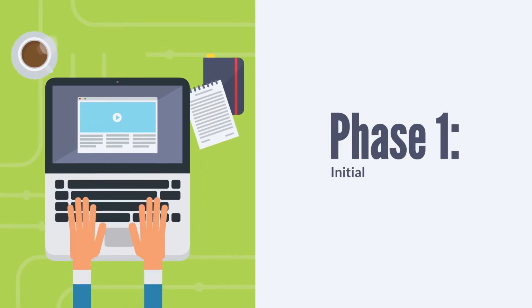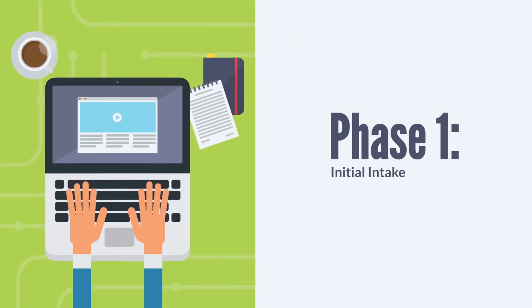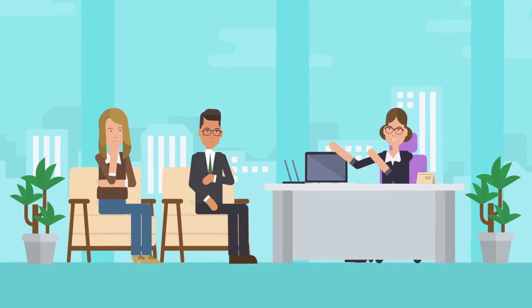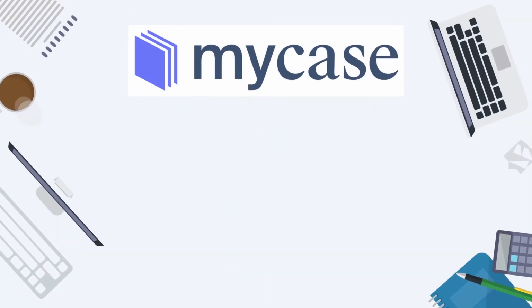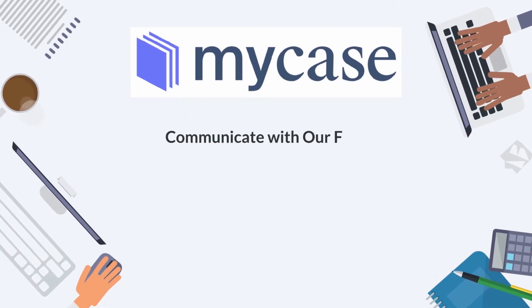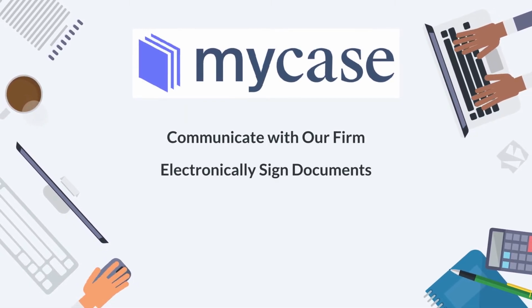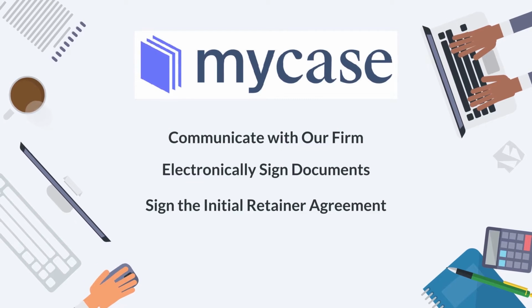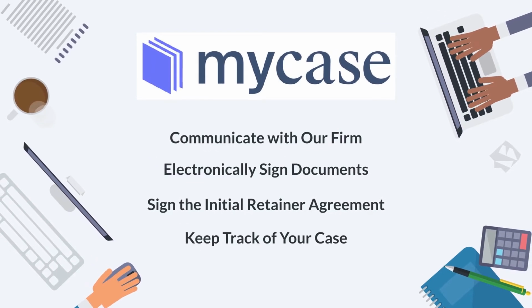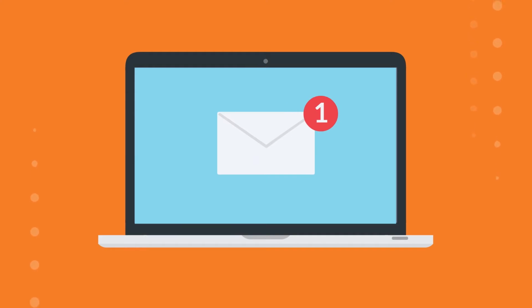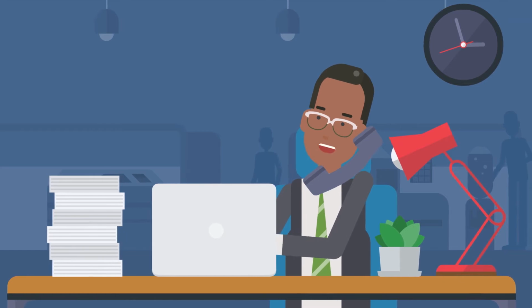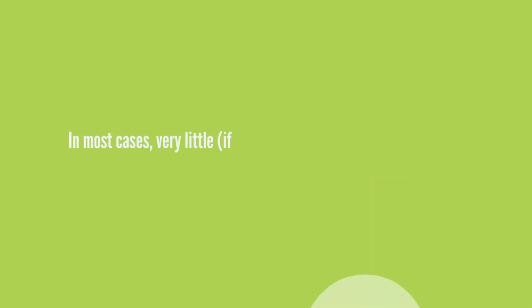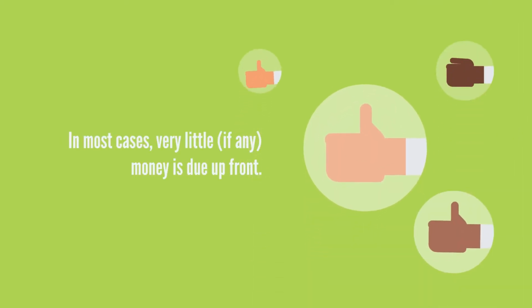Phase 1, initial intake. Phase 1 takes about 10 days or so. Once we've talked with you and received a fully completed intake sheet, we'll open up a My Case client portal for you where you can communicate with our firm, electronically sign documents, sign the initial retainer agreement, and keep track of every aspect of your case as it goes along. And once your intake sheet is received and the retainer agreement has been signed, we'll begin drafting your paperwork to begin the court process. In most cases, very little, if any, money is due up front.